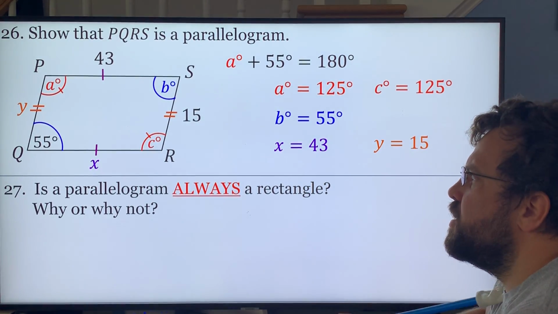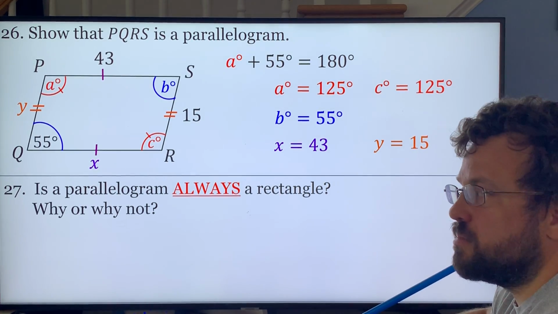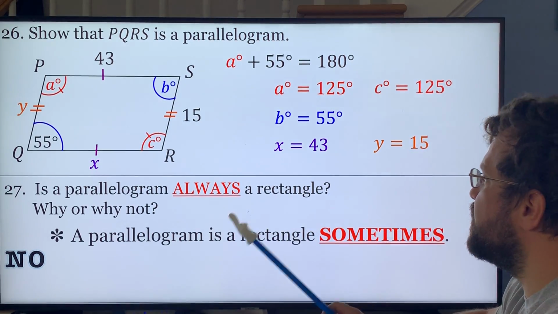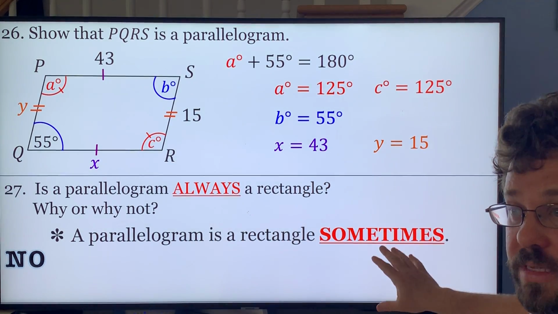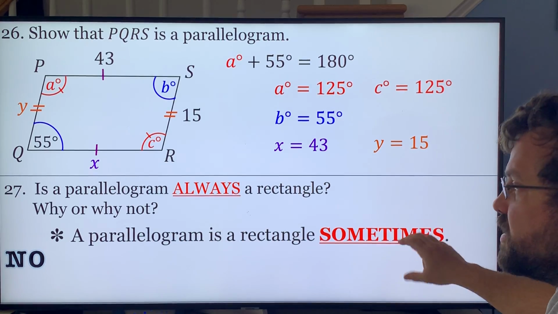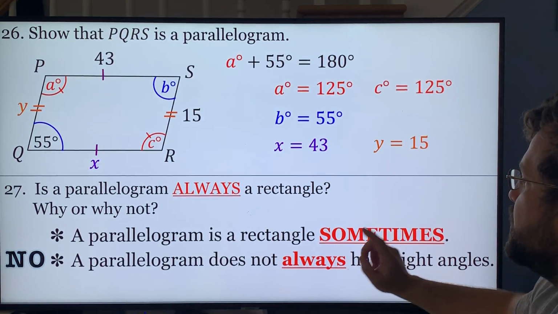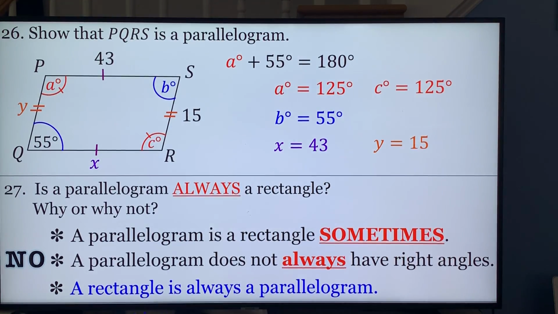All right. 27. Is a parallelogram always a rectangle? The answer is no. It's not always a rectangle. Parallelogram is only a rectangle sometimes. Sometimes it's a rhombus. Sometimes, well, if it's a square, it's also a rectangle. So sometimes it's a rhombus. Sometimes it's just a parallelogram. Parallelogram does not always have right angles. All right. A rectangle, though, is always a parallelogram.